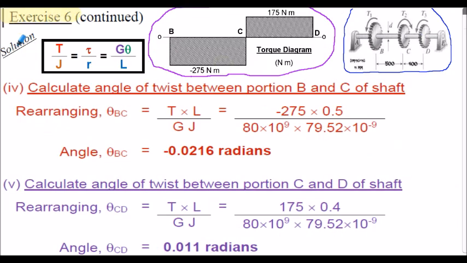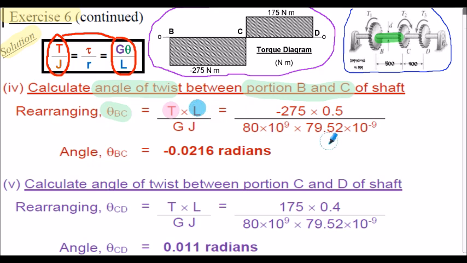Exercise 6, a solution continued here. Step 4 here, we're going to calculate the angle of twist between portion BC of our shaft. So again, this section here. This time, from our simple torsion formula, we'll use this part and this part of the formula. So rearranging the equation for angle theta between portion BC, we basically multiply by L and divide by G. So that's going to be T multiplied by L divided by G, J.